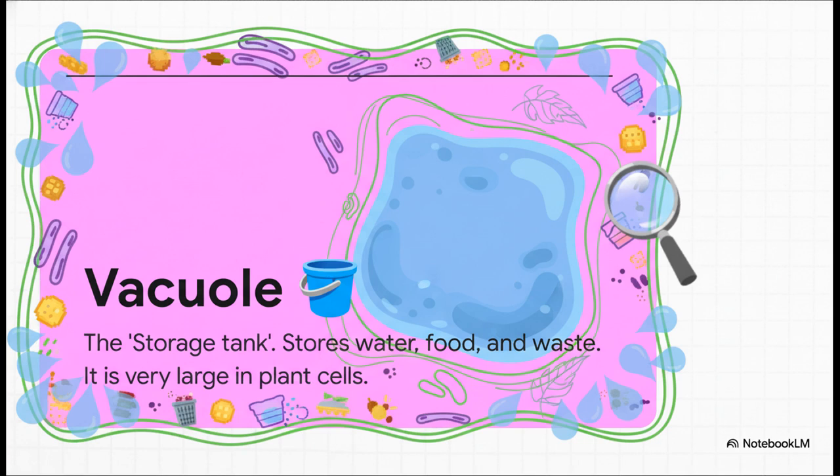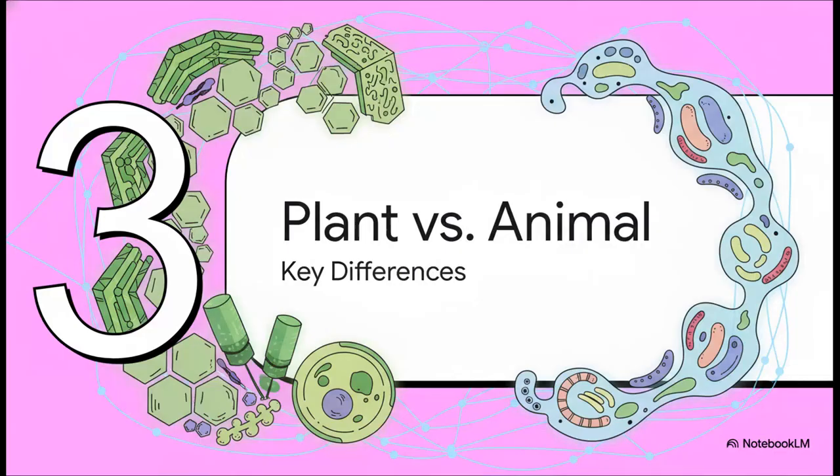And over here, we've got this giant, well, it's a storage tank. This is the vacuole. It's basically the city's warehouse, storing water, food, and even waste products. In animal cells, they're pretty small, but in plant cells, this thing can be enormous, taking up most of the space. You know, I keep mentioning plant cells, and that's because while they share a lot with animal cells, there are some really big differences.